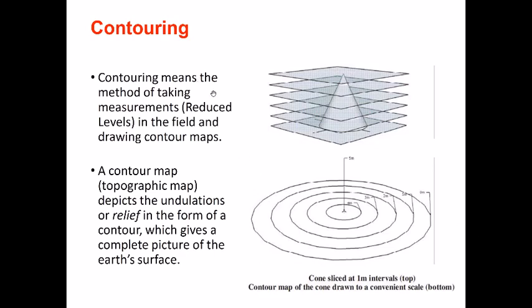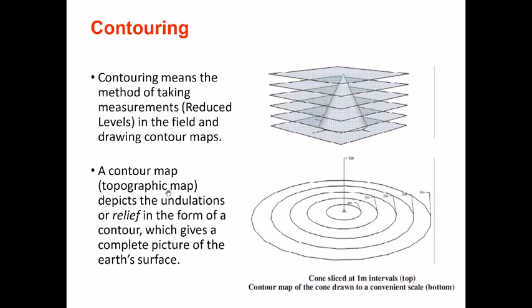So contouring means the method of taking measurements or reduced levels in the field and drawing contour maps. In order to draw the contour maps, the first step is to take levels in the field. You can do that by the methods that we have discussed in this course, or some other methods that you'll study in the next course, which are quicker. But in order to draw these maps, you need to know reduced levels of a lot of points on the ground, so that you can come up with this map.